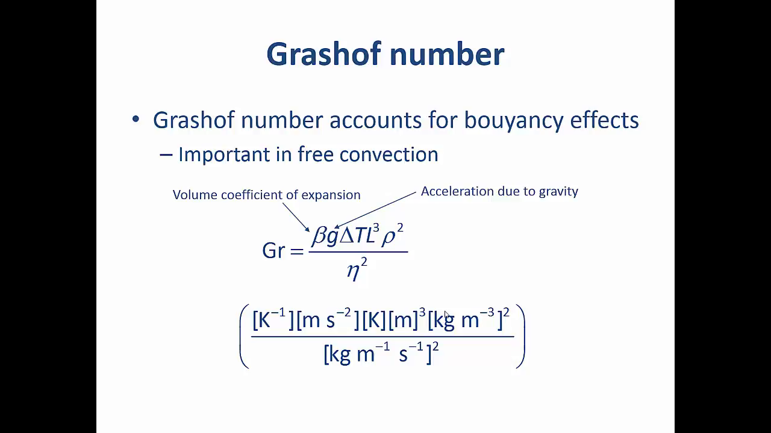One other number that's relevant for free convection is what's called the Grashof number, which accounts for buoyancy effects and includes the volume coefficient of thermal expansion as well as the acceleration due to gravity. This essentially replaces the Reynolds number when we're dealing with free convection type problems, and again you'll see that the viscosity is involved, although in this case it is the square of the viscosity rather than just the viscosity.